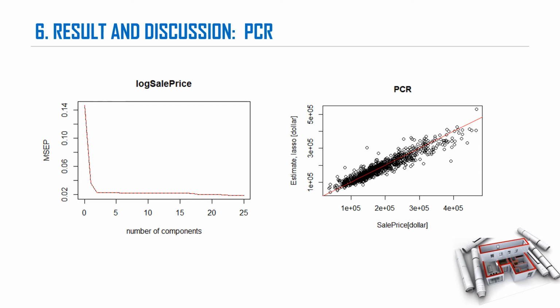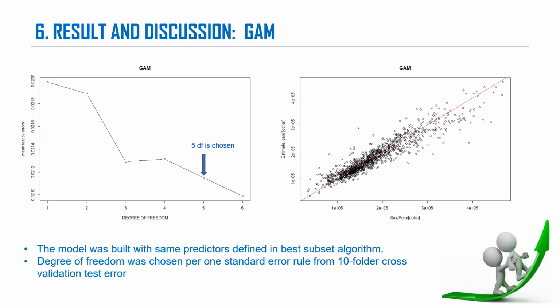The figure on the left shows that more components result in a lower MSEP. The figure on the right is the relationship between the estimated price with 25 components versus real price. The last model that we used is the GAM model. For this model, we used the same predictors that we selected in the best subset model. Just like other models, we used the 10-fold cross-validation. The left figure shows us the relationship of mean error and degrees of freedom. Per one standard error rule, the selected model has 5 degrees of freedom. The figure on the right is the estimated price versus the actual price.